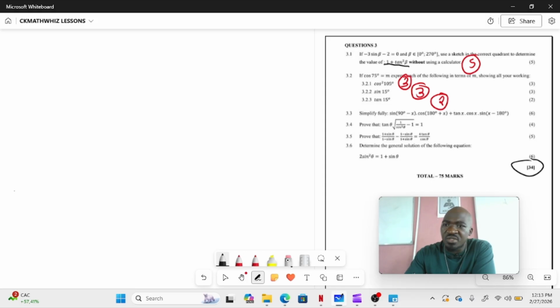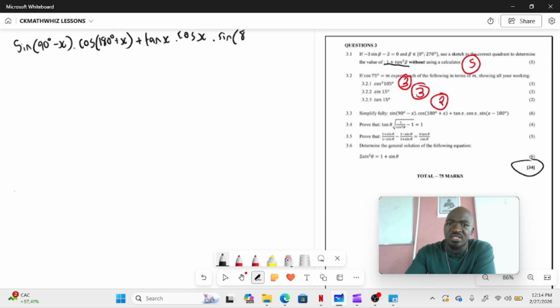We are now given sine of 90 degrees minus x, times cos of 180 plus x, then plus also given tan x times cos x times sine of x minus 180 degrees. This is what we're given. We're supposed to simplify this.